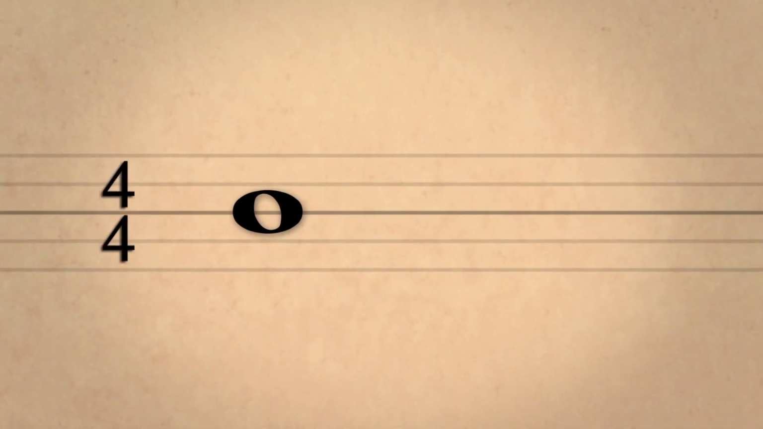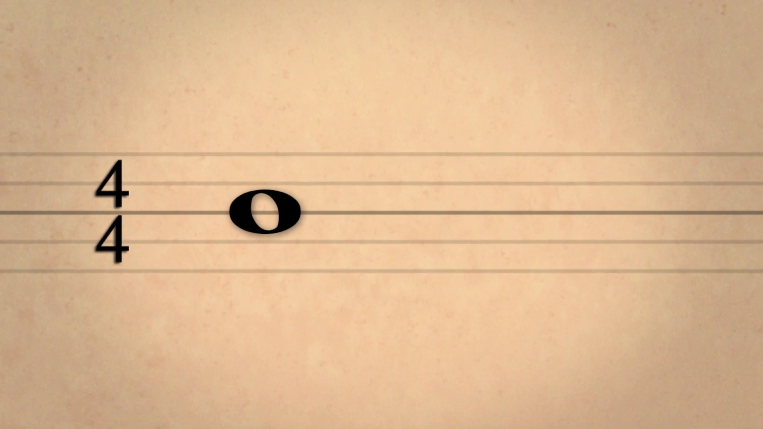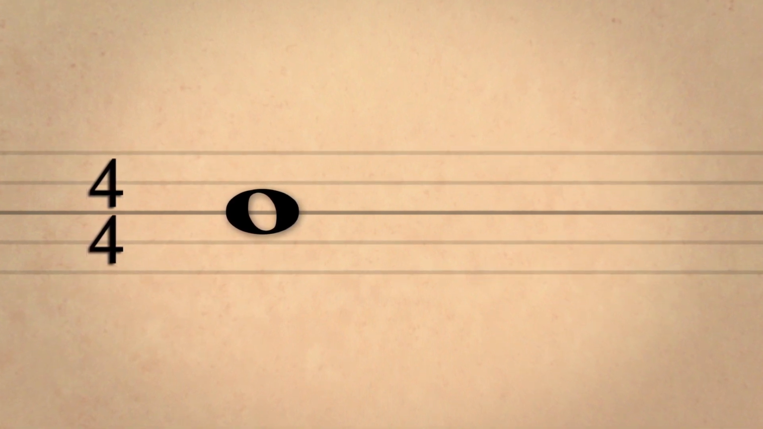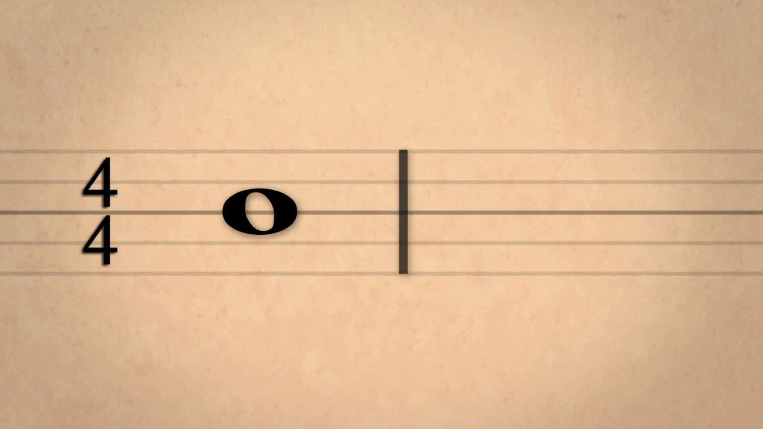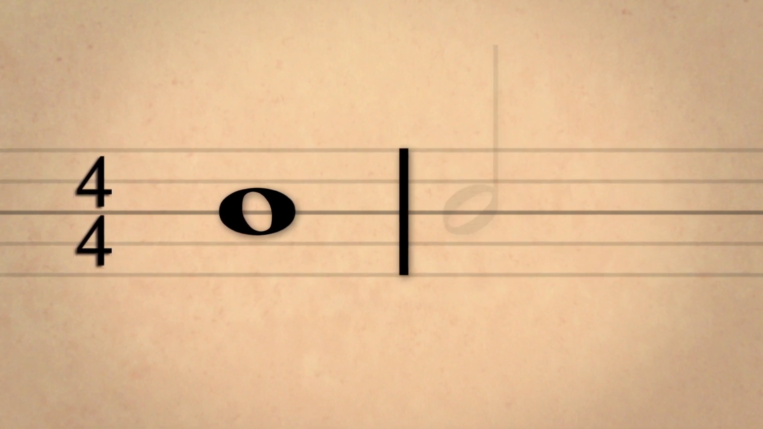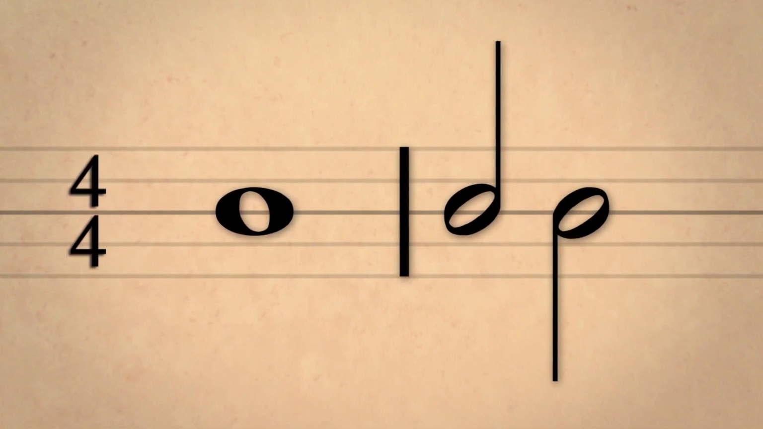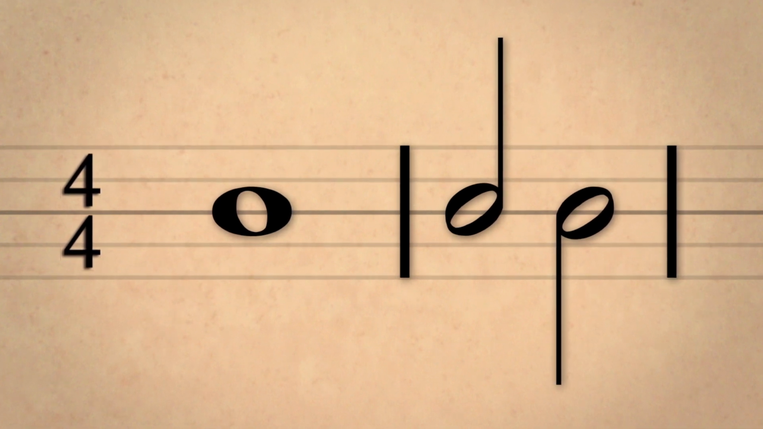The whole note gets 4 beats. If we find a whole note in music with a time signature of 4/4, we would play or sing a single note, and it would last the whole bar. A half note would get half of the whole, or 2 beats.